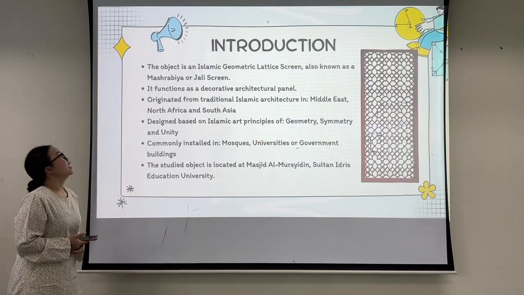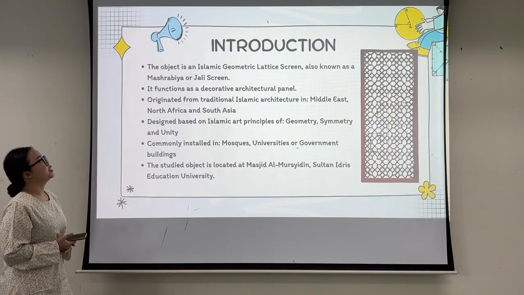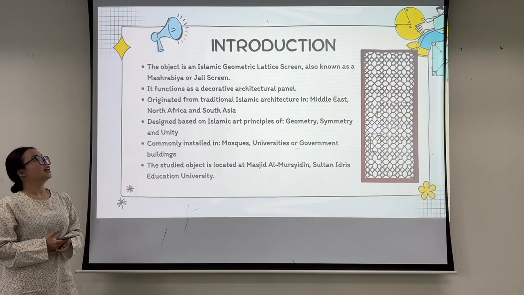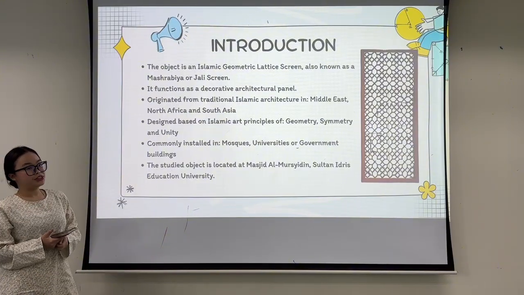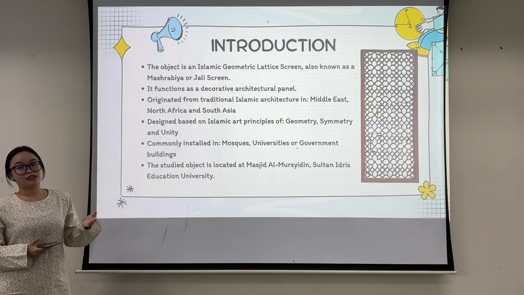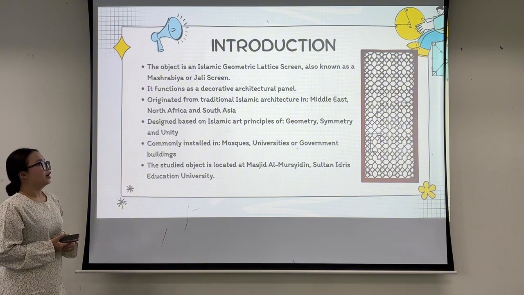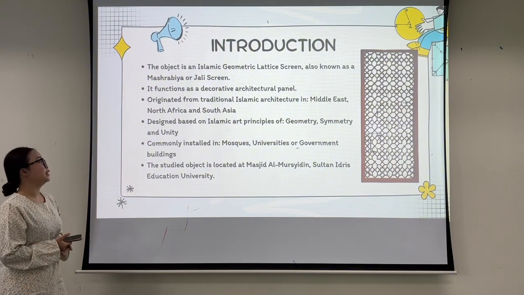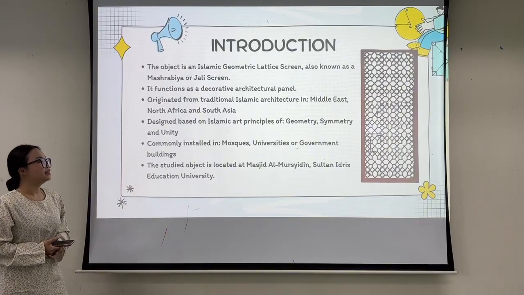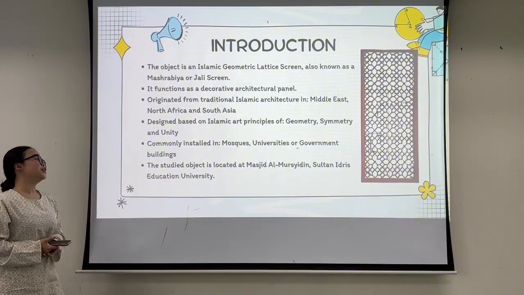So for the introduction, the object being studied is called Islamic geometrical lattice, also known as Mashrabiyah or Jali screen, and it functions as decorative architectural panels. It originated from traditional Islamic architecture found in the Middle East, North Africa and also South Asia. It is designed based on Islamic art principles, which are geometry, symmetry and also unity. It is commonly installed in mosques, universities or government buildings, and the object being studied is located in Masjid Al-Mushridin, which is located in Sultan Idris Education University.